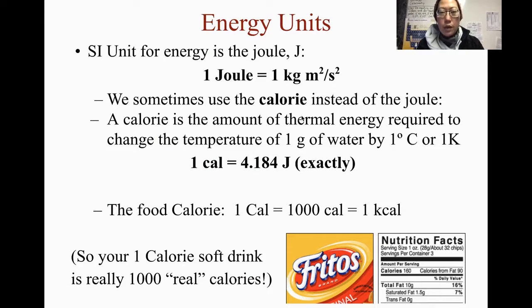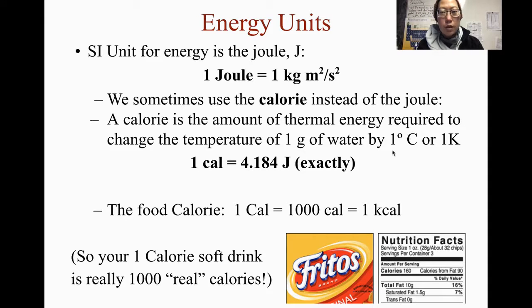Sometimes we'll use the calorie. The calorie is an older unit, but still in pretty wide use, especially because it is related to our food calorie. So the calorie is the amount of thermal energy required to raise the temperature of 1 gram of water by 1 degree Celsius or Kelvin. 1 degree Celsius in terms of change. So if you change the temperature of something by 1 degree Celsius, that is the same as changing the temperature of something by 1 Kelvin.